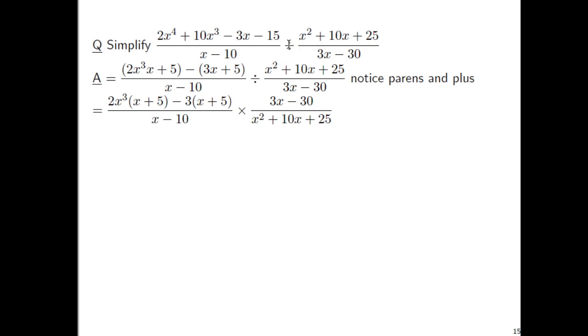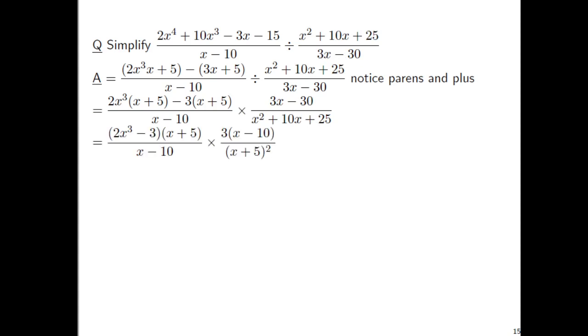Instead of dividing, we're going to multiply by the reciprocal, so that's why there's a multiplication sign in the second line of the answer. And what was the denominator, 3x minus 30, is now written in the numerator. What was the numerator, x squared plus 10x plus 25, is now written in the denominator.